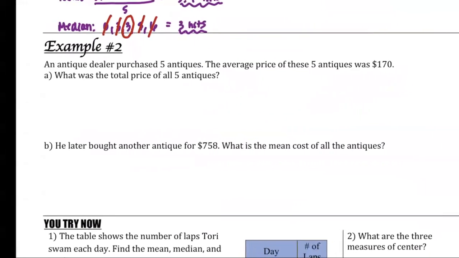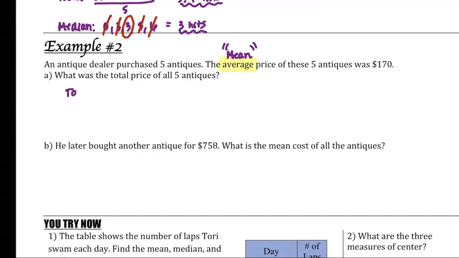And this one says we have an antique dealer that purchased 5 antiques. The average price of these 5 antiques was $170. Now let's think about this word average. When we see this word average, we want to start thinking which measure of center is it asking us to work with. Average is always talking about the mean. So let's pay attention to ultimately what the mean is doing.